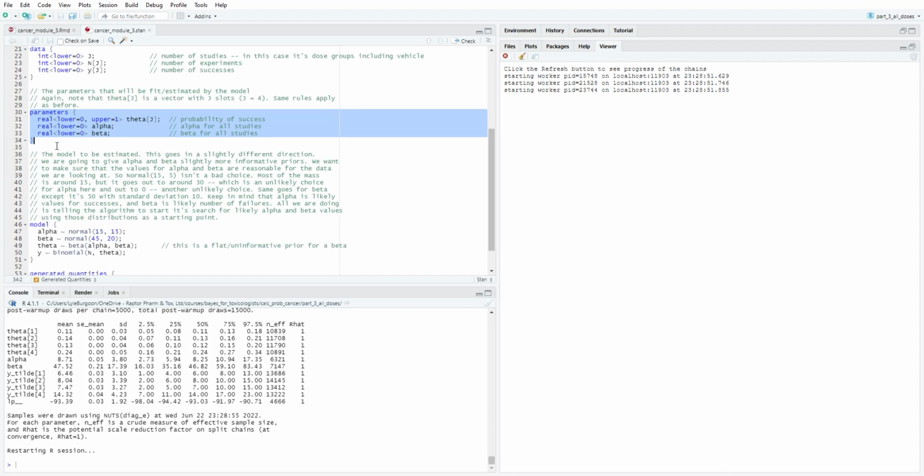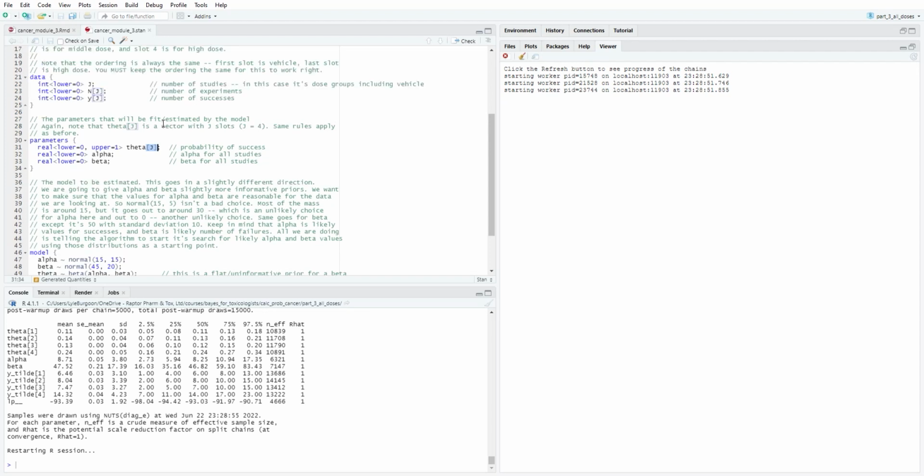Note that theta j, right? So we have that square bracket notation. That means that we're going to have theta with j slots. J equals 4, so we're going to have 4 slots. The first slot is going to be vehicle, the second one is low, the third one is medium, the fourth one is high. And it works out that way because that was the ordering that we used for n, and that's the ordering that we used for y. If you decide to start swapping things around, moving them around, then you're going to break stuff. We don't want to break stuff because then stuff doesn't work. So keep everything in the same order, always, always.